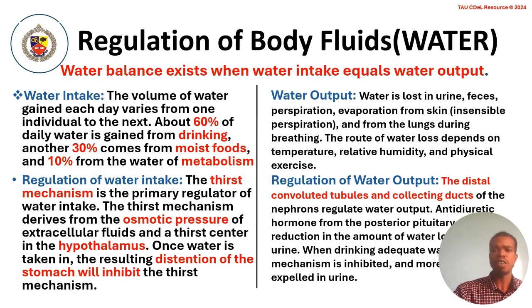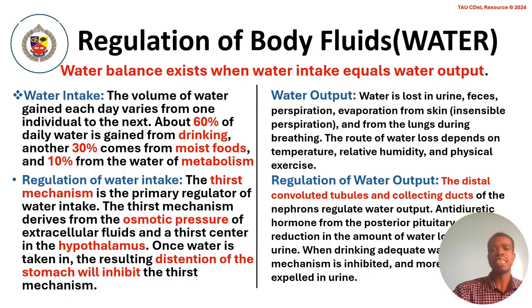Then we have the water outputs, which is lost in terms of urine, feces, perspiration, even evaporation from the skin. Now, how is water output regulated? Through the kidney, as I said earlier. Water is excreted through the kidney, but sometimes it is reabsorbed, because sometimes we need water in our body.